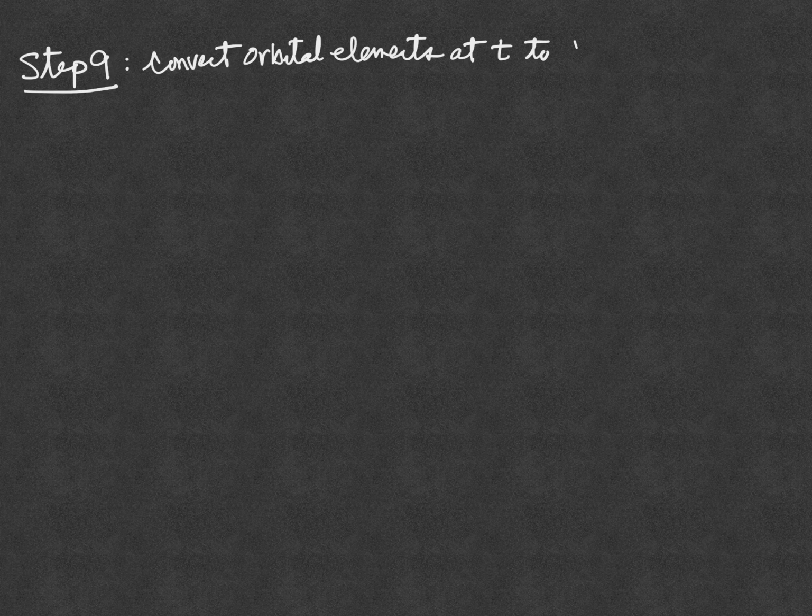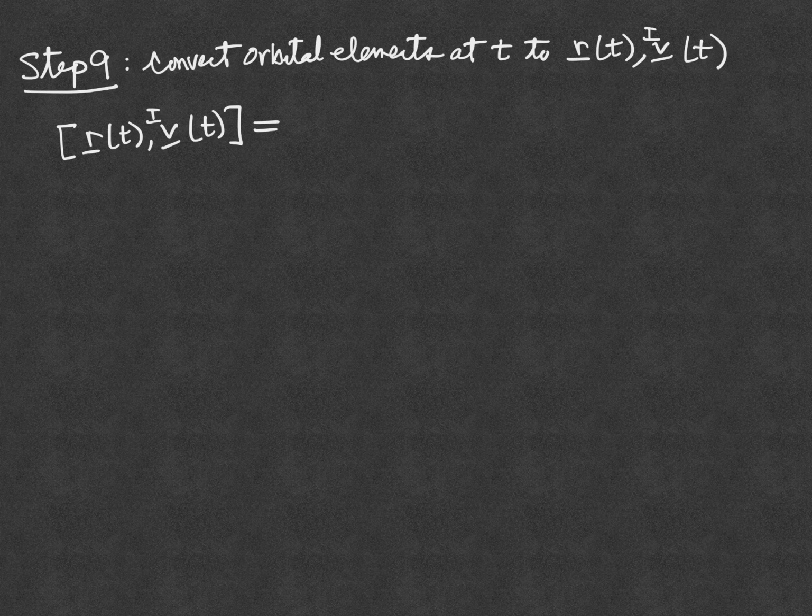So the next step is to convert the orbital elements at t to r at t and vi at t. Now that step is performed using the function OE to RV. So this step looks as follows. It's OE to RV of theta, which I just assembled in the previous step, and mu.